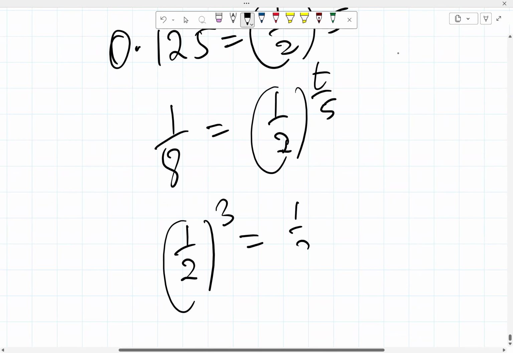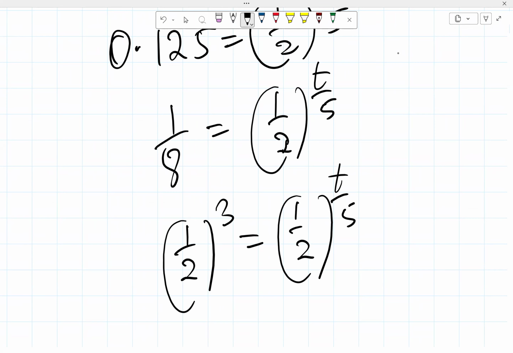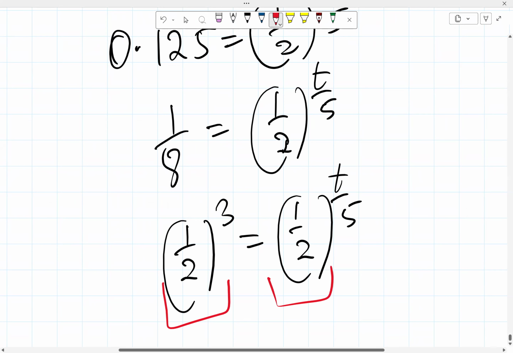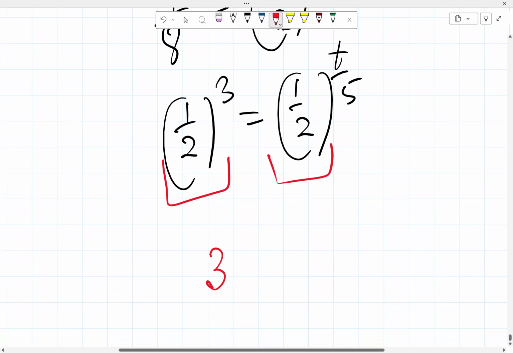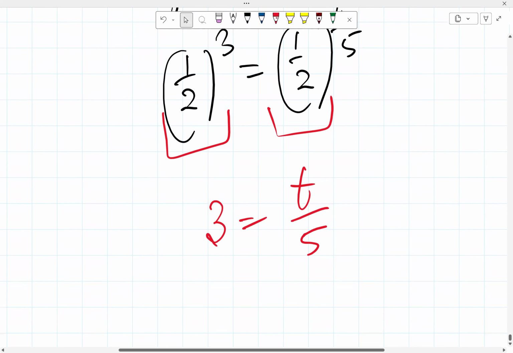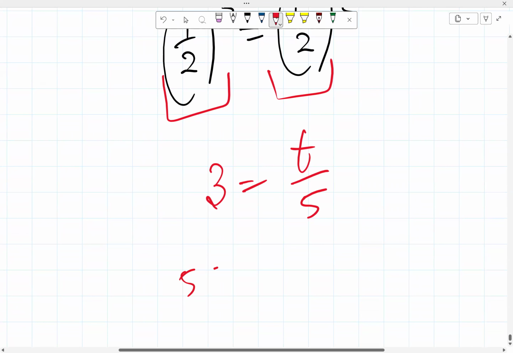That is equal to 1 over 2 raised by t over 5. So now the bases are the same. This base is equal to this base, so we can compare the power. So we know that 3 is equal to t over 5. So we can multiply 3 by 5. So we have 5 times 3 equals t.